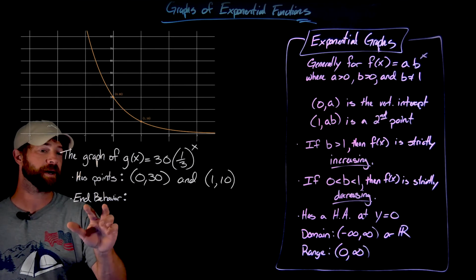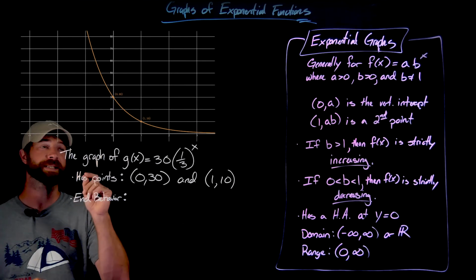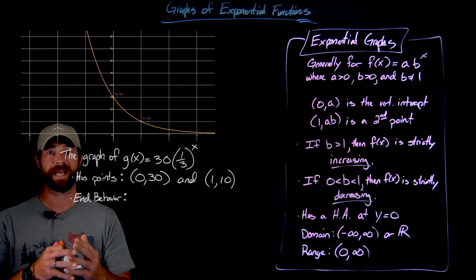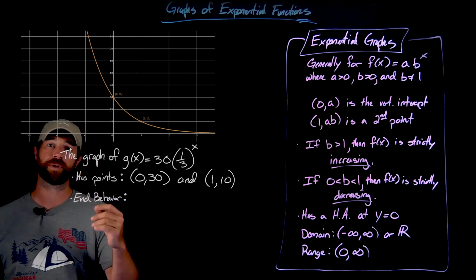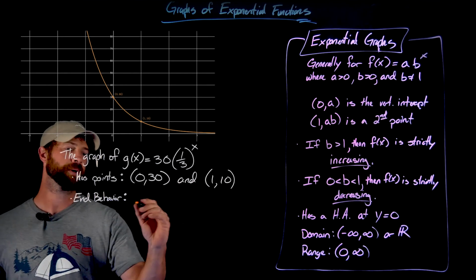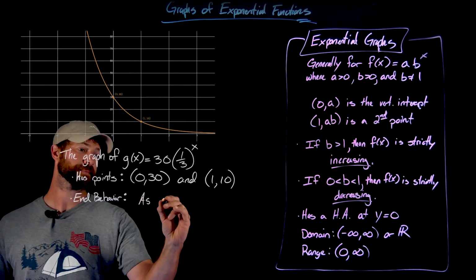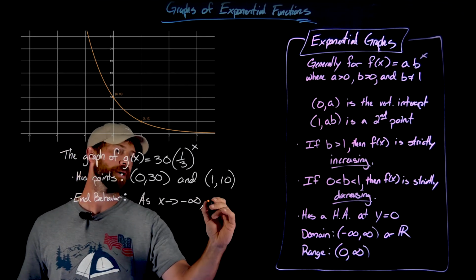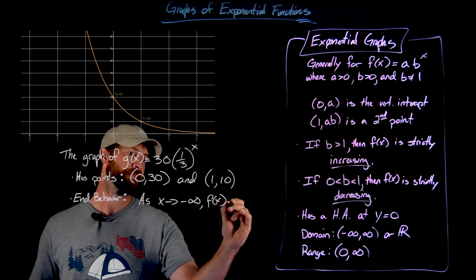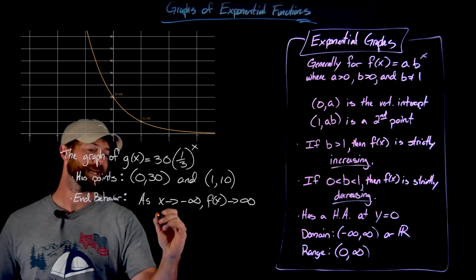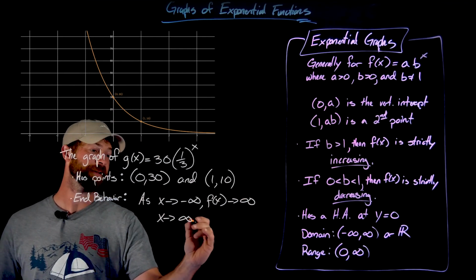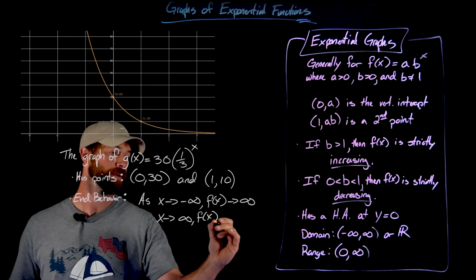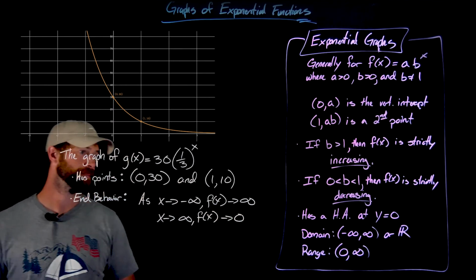But importantly to the conversation of end behavior here, we can see again that we have this horizontal asymptote, but it's not being respected as x goes to negative infinity, only positive infinity. So as x approaches negative infinity, we go to infinity. But as x approaches infinity, in this decay model, our function value goes to 0.